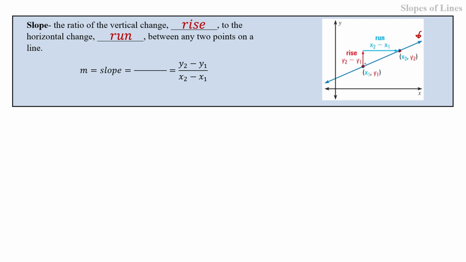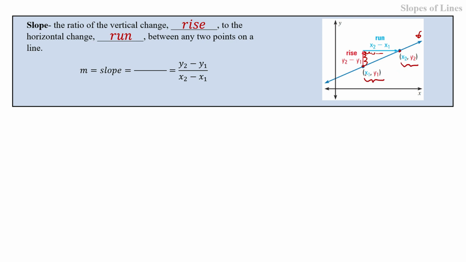Now if you have a graph, I recommend that you just count the spaces. However many spaces it goes up is going to be the rise, and however many spaces it goes to the right is going to be your run. But if you don't have a graph, then you can use the actual points given.